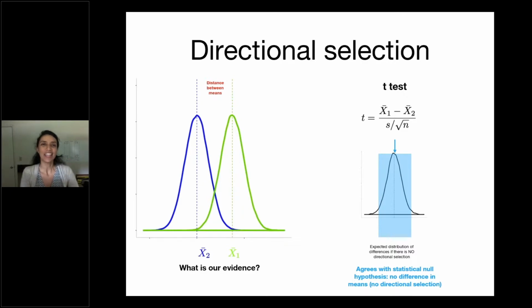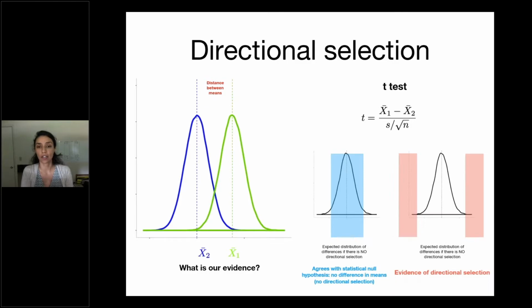Just to remind people, the null hypothesis is usually the case where we have no signal. In these terms, it means that there is no difference in means. So our null hypothesis says we don't have any difference in the means of trait 1 and trait 2. Back to our case, it would be that there is no difference in the average number of cotyledons in generation 1 compared to generation 2. That's the null hypothesis. If when we calculate the t-test, using this formula, the value is very close to 0, it agrees with the null hypothesis that there is no evidence of directional selection.